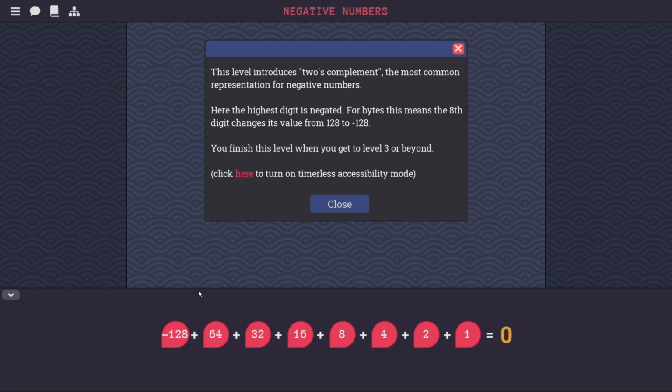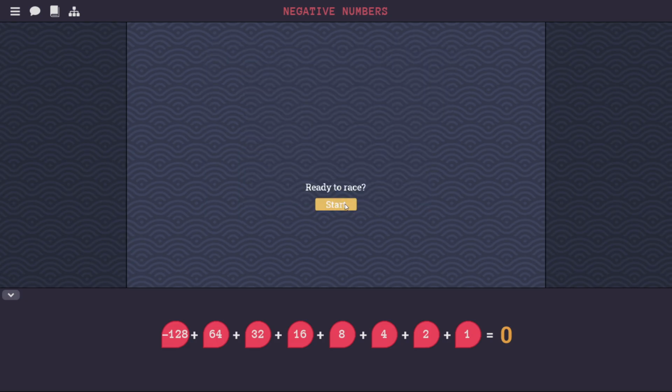So to represent negative numbers, this last bit, which is the 8th bit, there's 1, 2, 3, 4, 5, 6, 7, 8, is negated. So that means the whole number is negative. I think when the most significant bit is 1, that means the whole number is negative. And this is the same as the previous one, but representing negative numbers. So let's see.